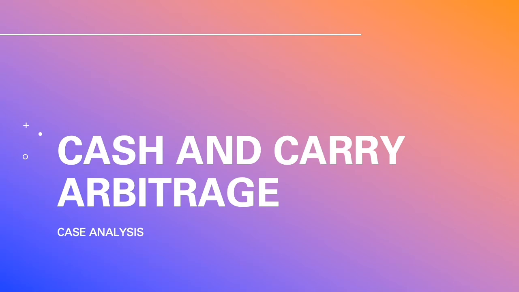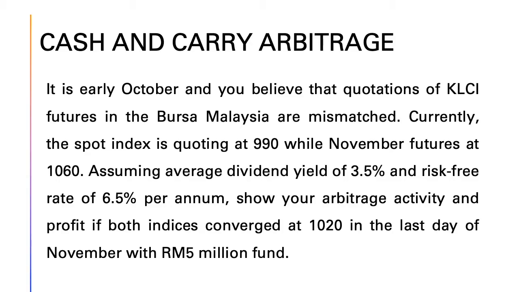Now we look at how to solve the cash and carry strategy for Fkli. This is an example of the question. It is early October and you believe the quotations of KLCI futures in Bursa Malaysia are mismatched. Currently, the spot index is quoting at 990 while the November futures is at 1060. Assuming an average dividend yield of 3.5% and a risk-free rate of 6.5% per annum, show your arbitrage activity and profit if both indices converge at 1020 on the last day of November with RM 5 million of fund.